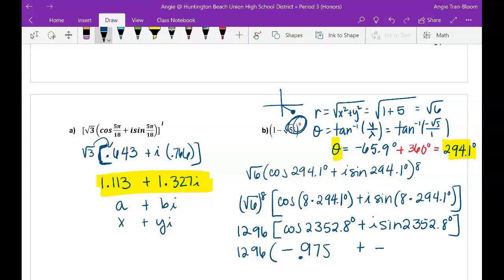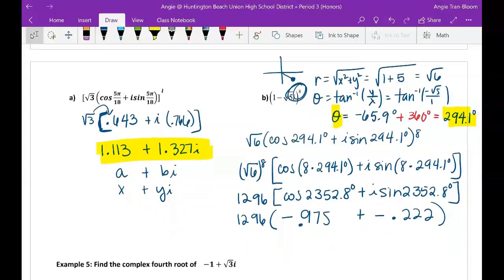Do double check my math. I want to make sure I'm on the right path. So negative 0.222 if I'm rounding to 2 decimal places. Okay, here we are. This is what we have. Now I have to distribute. Oh, I forgot the i. There you go. Let's distribute.